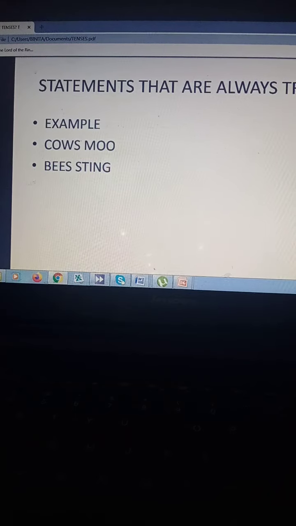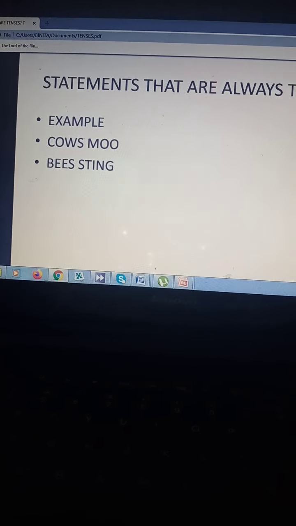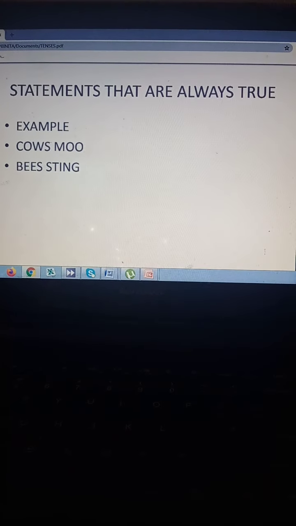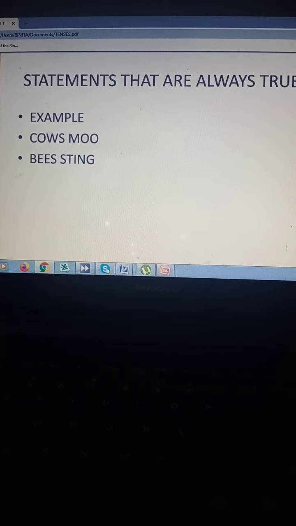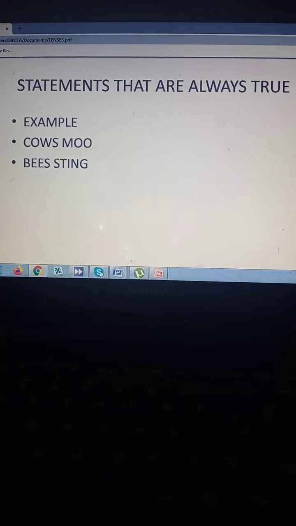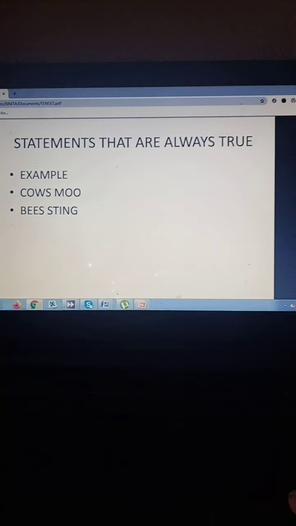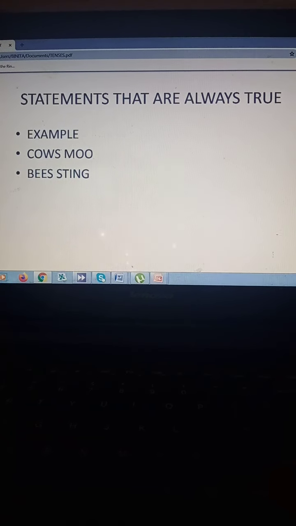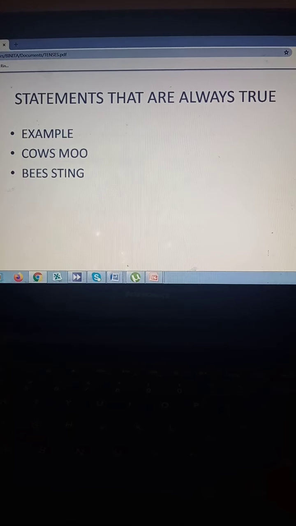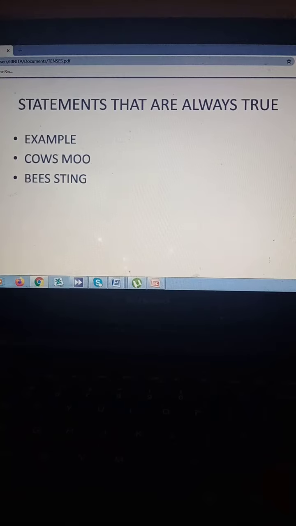Examples: cows moo. Can we say cows bark? No, it moos. It's a statement that is always true. You cannot change it. Bees sting, dogs bark, lion roars. So these are statements that are always true. When you have a statement like cows moo, moo is a verb. In which tense is the verb? It is in simple present tense.